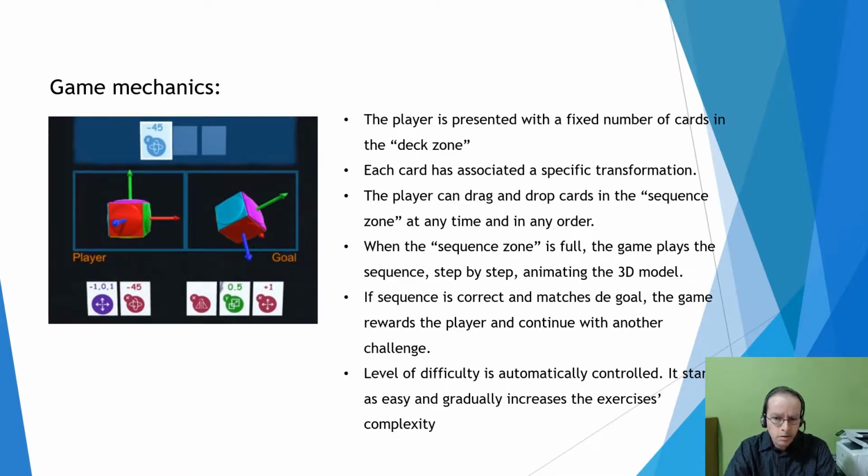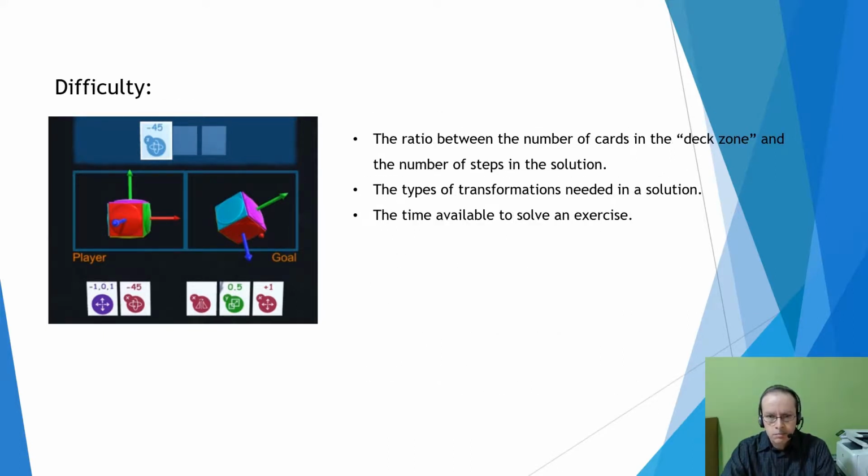And the level of difficulty is automatically controlled. It starts being easy and gradually increases the exercise's complexity. The difficulty can be controlled or adjusted through different factors. For example, the ratio between the number of cards in the deck zone and the number of steps in the solution. Also, the kind of transformation needed in a solution and the time available to solve an exercise.